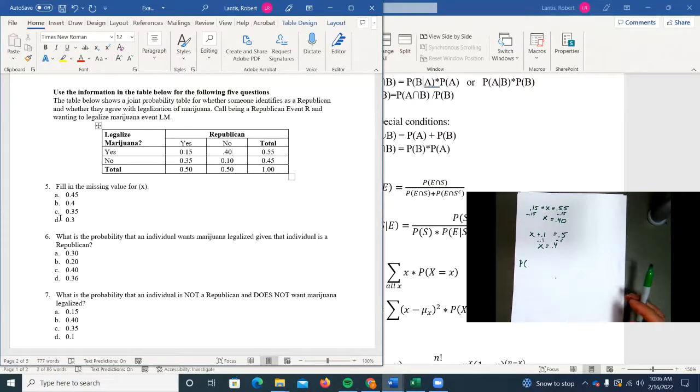Well, that knowing is kind of like you're given, but on the exam, I'll use this terminology of given. Whatever you are given, that's what goes on the right-hand side of that conditional line. So given that they're Republican, what's the probability that they want marijuana legalized, or LM is equal to yes?